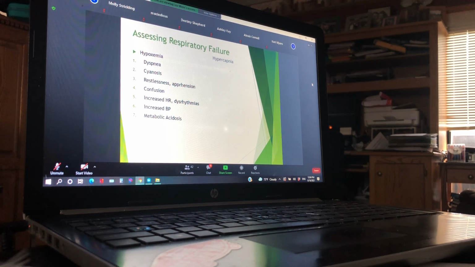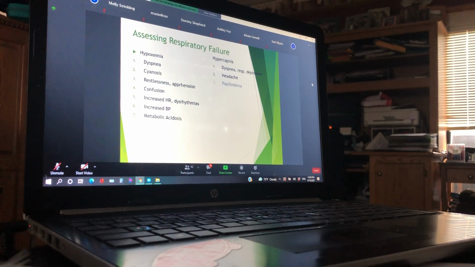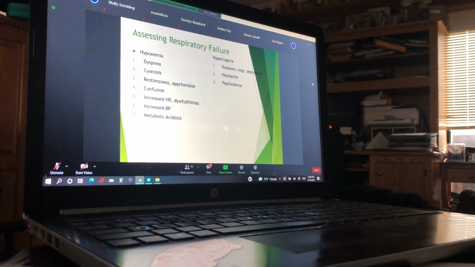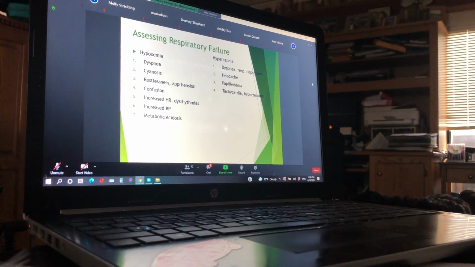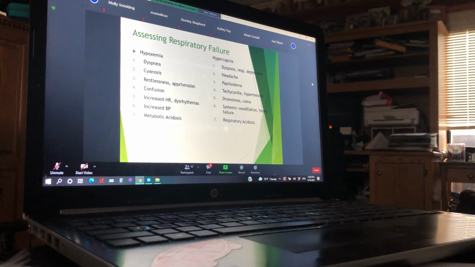For hypercapnia, your book talks about dyspnea and respiratory depression. We talked about headache with the hypercapnic patient. Papilledema, probably you're not going to see, but the physician or the PA or the NP might. Maybe an increased heart rate or high blood pressure. Drowsiness, and remember, they can be in a comatose state. Systemic vasodilation and heart failure. And respiratory acidosis when we would do blood gases.